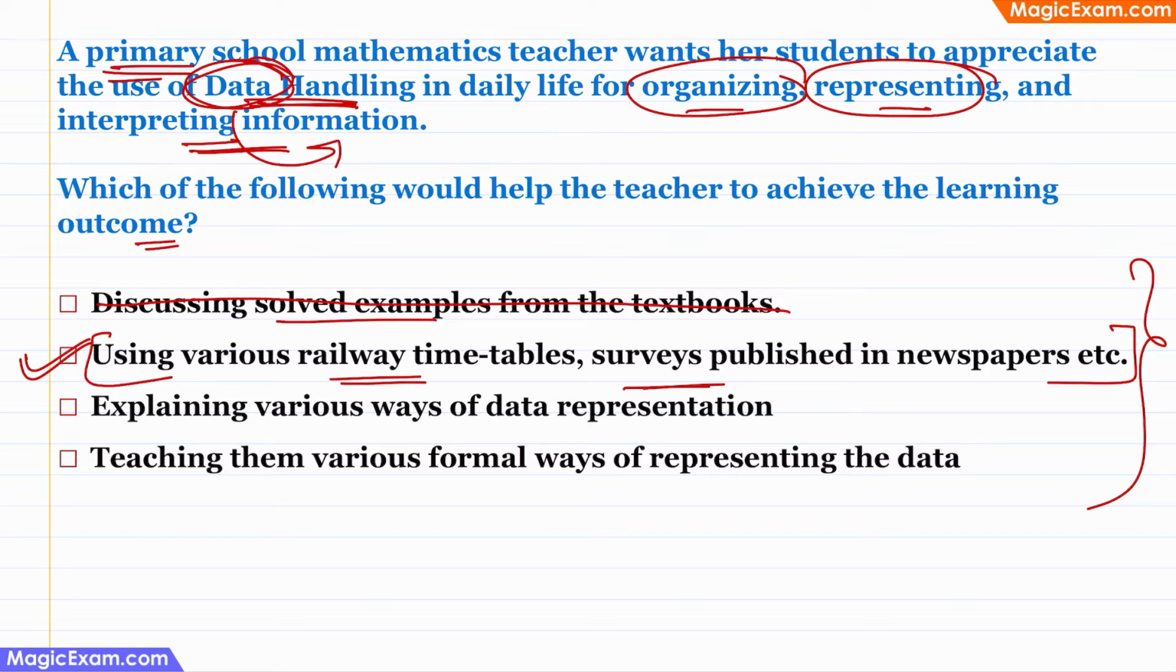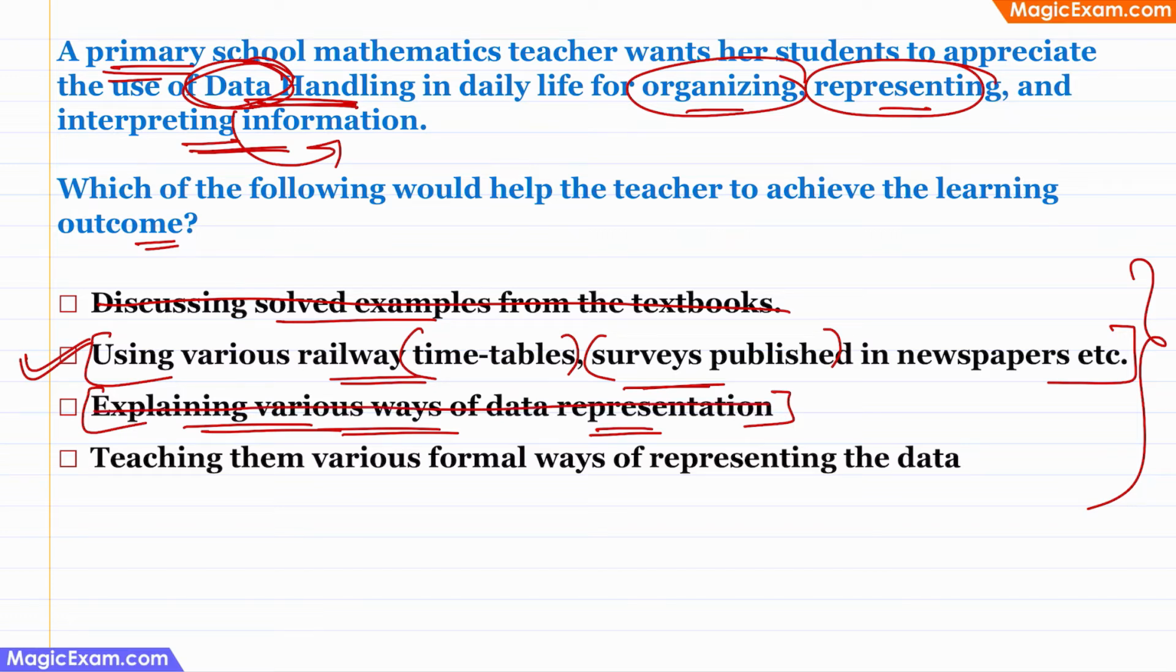Let us also look at the other 2 statements. Explaining various ways of data representation. This is good and this has to be done, that is the formal ways of data representation. But you can teach about that only when students understand what data representation is all about. So first you have to give them real life examples. Only then can you teach them theory. Therefore, this cannot be the best answer.